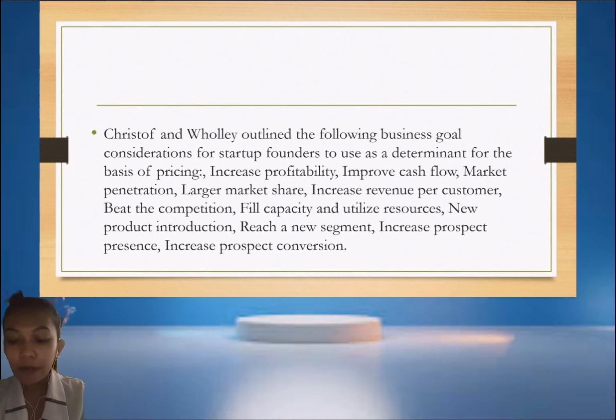Christoph and Wally outlined the following business goal considerations for startup founders to use as a determinant for the basis of pricing. Increase profitability, improve cash flow, market penetration, larger market share, increase revenue per customer, beat the competition, fill capacity, and utilize resources. New product introduction, reach a new segment, increase prospect presence, increase prospect conversion.